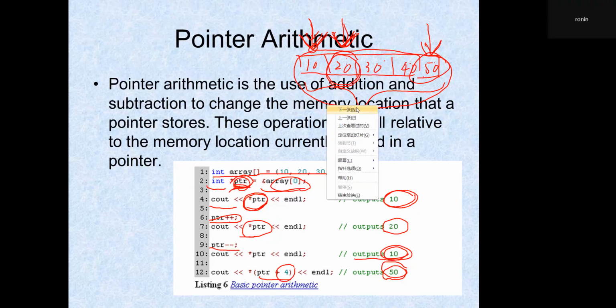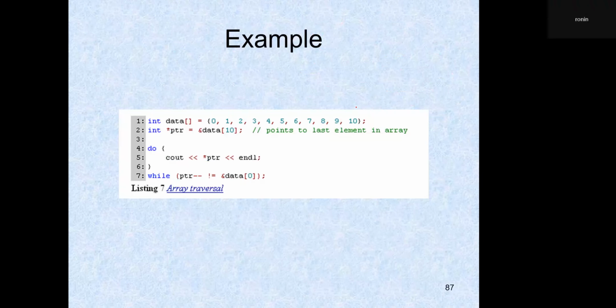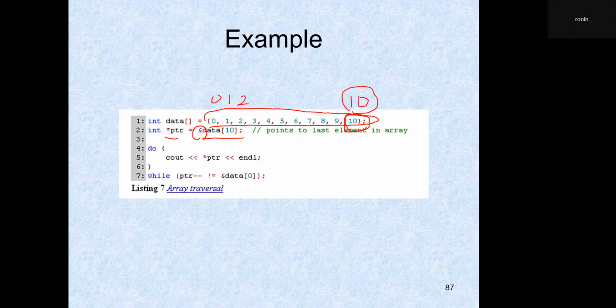This is the pointer arithmetic. This is an int array. Here, we get the data address. So that means, look, this is the int array. The index should be 0, 1, 2, 3. So the last data element's index is 10. So data 10 address, we make a pointer point to the last data element.